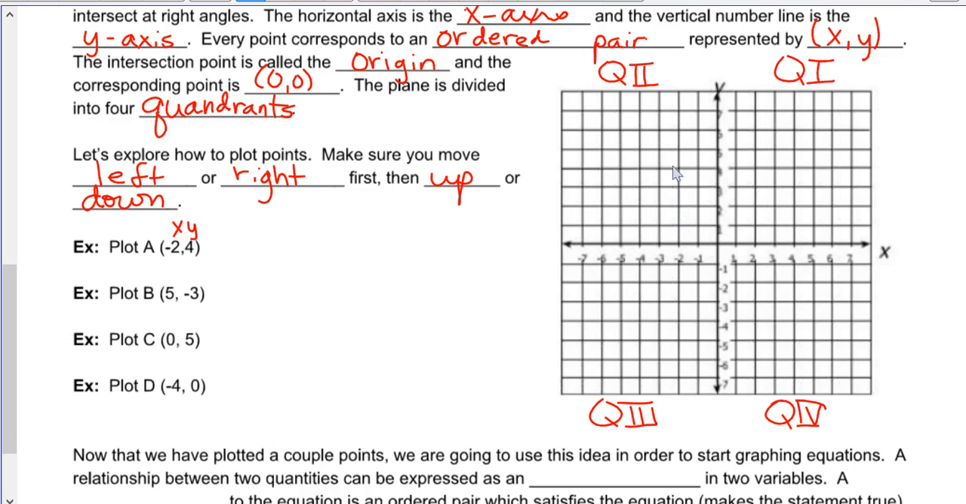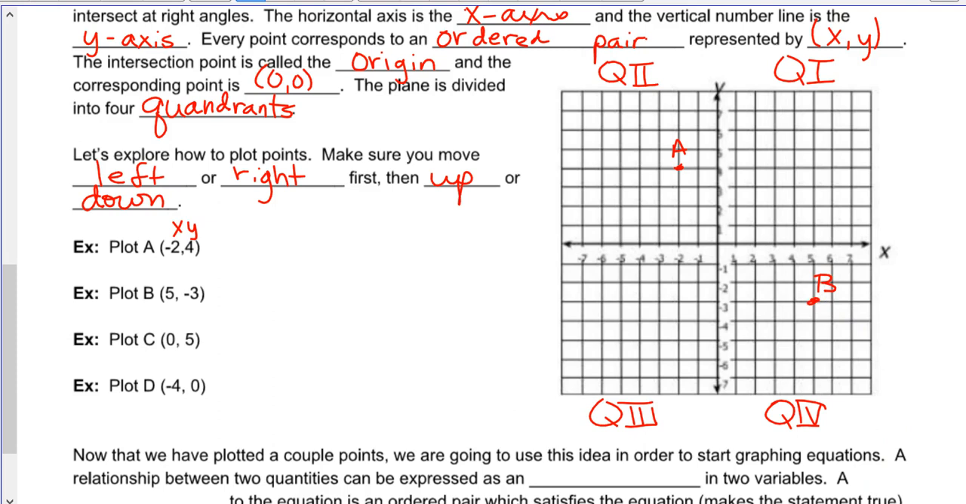1, 2, 3, 4. Place a point there. I'm going to go ahead and put a letter A there, so you know that that is point A. Point B. Can we plot the point 5, negative 3? In the x direction, go positive 5, which goes over here. And in the y direction, we're going to go negative 3, which means I need to go down 3. 1, 2, 3. This guy right here then would be point B.